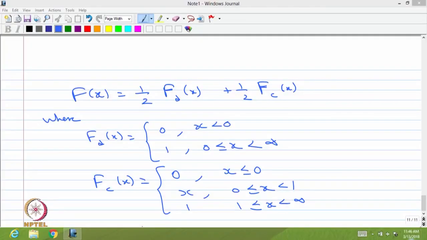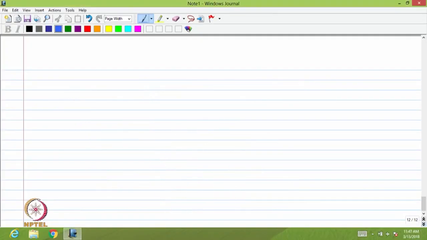If it has discontinuities only, then it is discrete. If it is a continuous function, then it is called a continuous type. If it has both, then it is going to be called a mixed type random variable. I have to give some more remarks over the random variable with respect to CDF. So, I am going to list out those remarks.